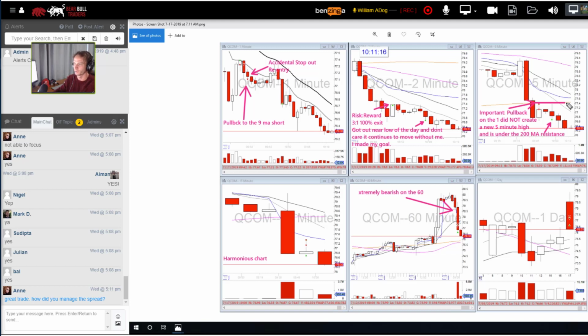The spread, I wasn't worried about the spread. It was, I don't know, 5 or 6 cents. I didn't care about the spread this time. I think it was 5 or 6 cents if I remember right. Maybe 9 cents when I got it.